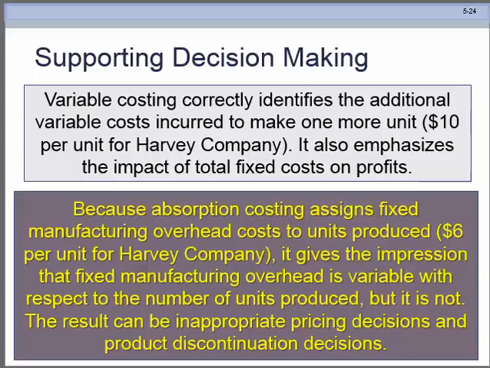This is why a variable costing approach is used for internal purposes, so that you can make proper and appropriate CVP-driven decisions.